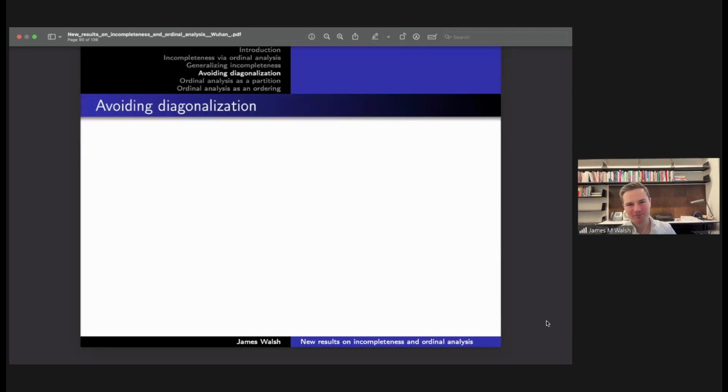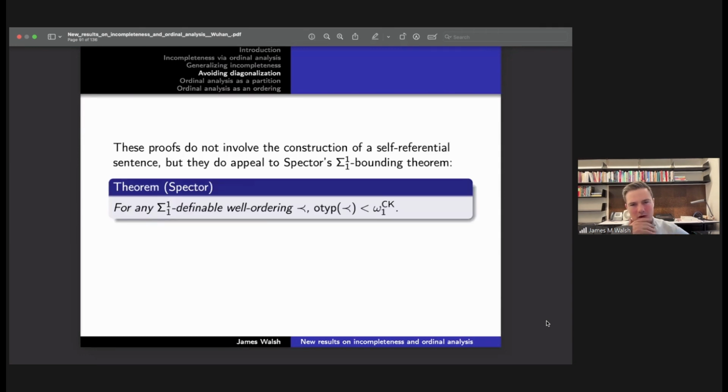Okay. So now let's talk about diagonalization. The proofs that I just talked about don't involve the construction of self-referential sentences, but they do appeal to Spector's Σ^1_1 bounding theorem. Remember, there's this theorem that we appeal to: if you have a Σ^1_1 definable well order, then its order type is recursive, strictly below ω_1^CK. So you might think that this is a lingering source of Gödel's techniques. Maybe there's some self-reference in the proof of this thing, or something very much like self-reference. Maybe there's diagonalization of some form.